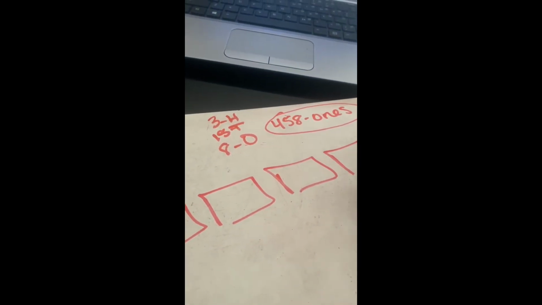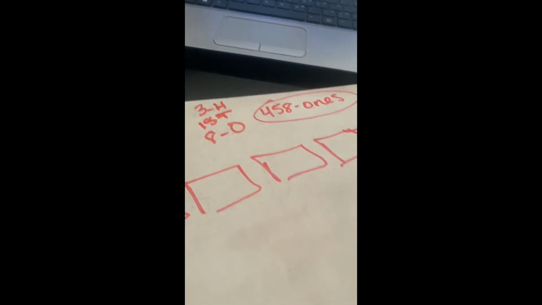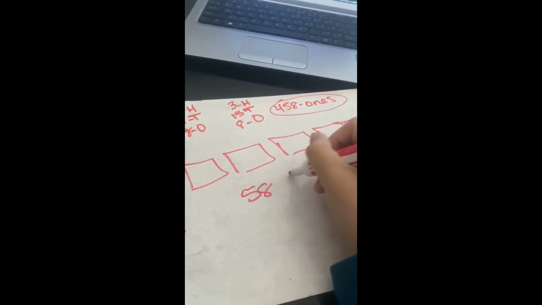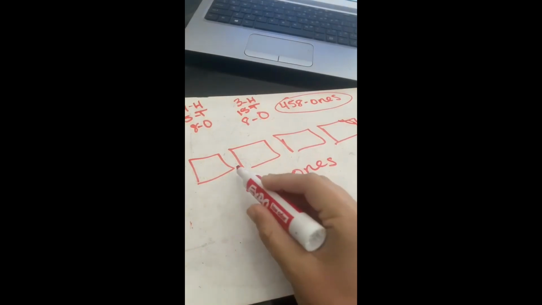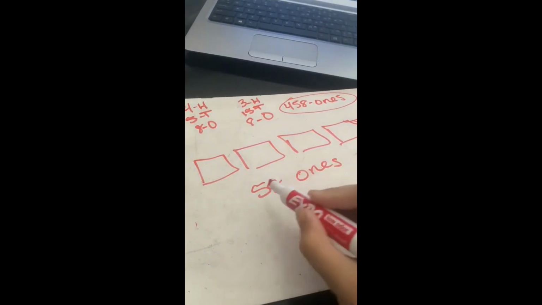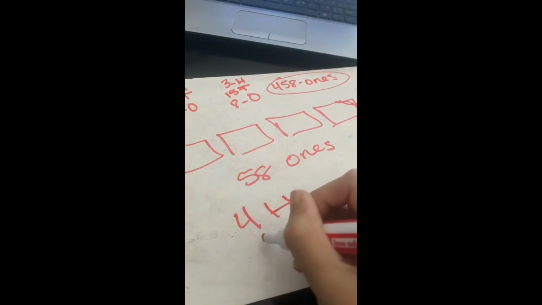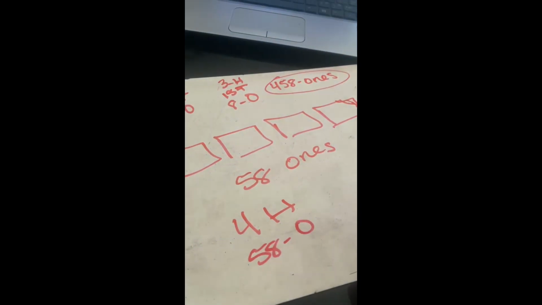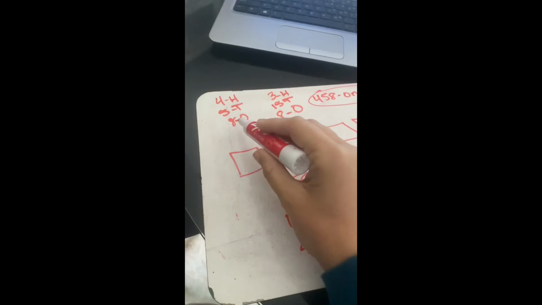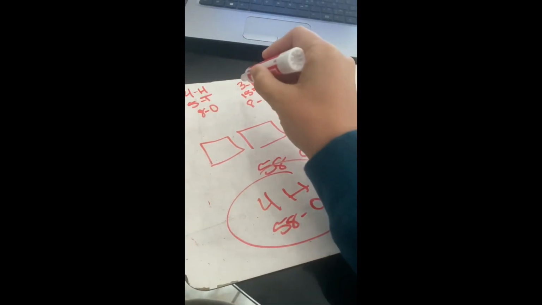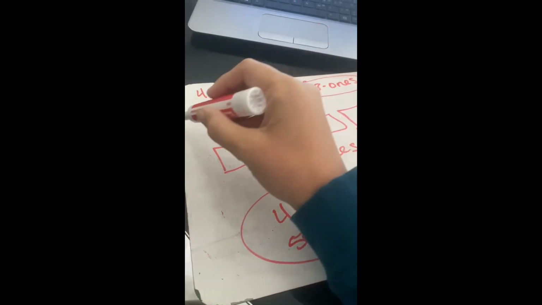What if I still did 400s? Oh, my square is struggling. And then I just did, instead of using any tens, I did 58 ones. Will I still have 458? I will. So 400s, 58 ones. There's 1, 2, 3, 4 ways to create 458.